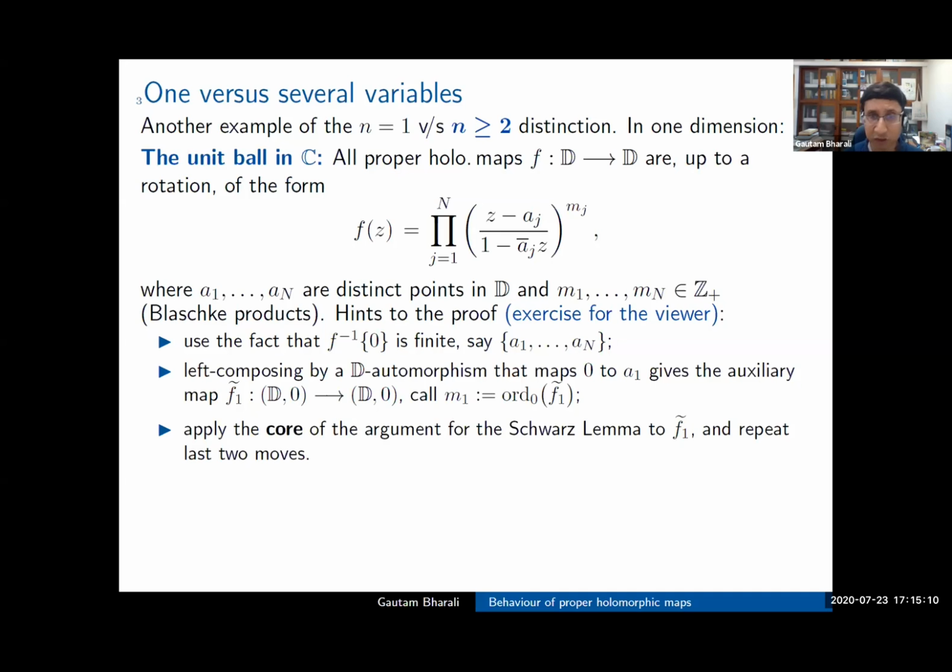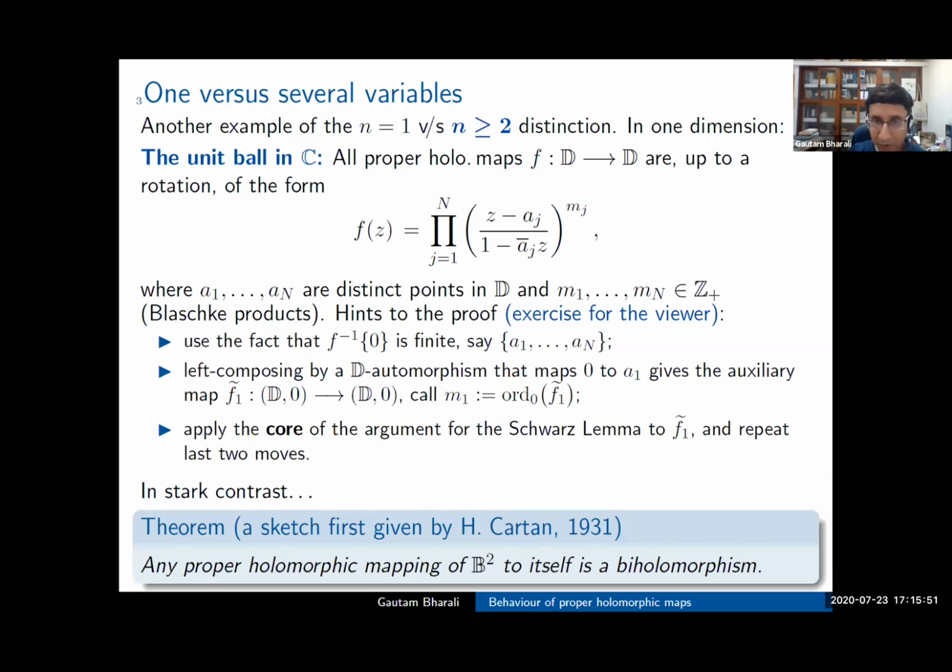The second move is you apply the core of the argument for proving the familiar Schwarz lemma. Remember, if you have a self-map of the open unit disk which fixes the origin, you can factor out Z. But you can actually do better. Remember, you can factor out a power which is given by this order over here. So this is the second move. And now you just repeat these last two moves finitely many times. And that's the sketch of the proof, which will give you this description up here.